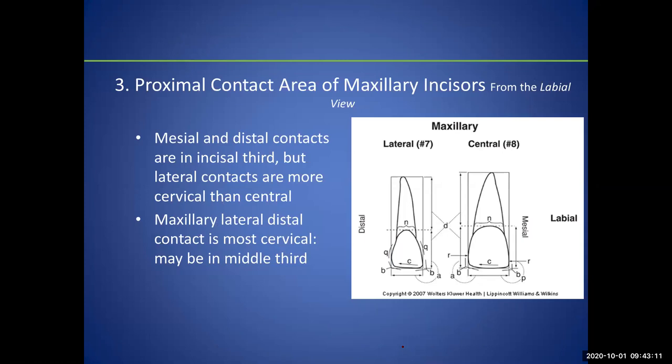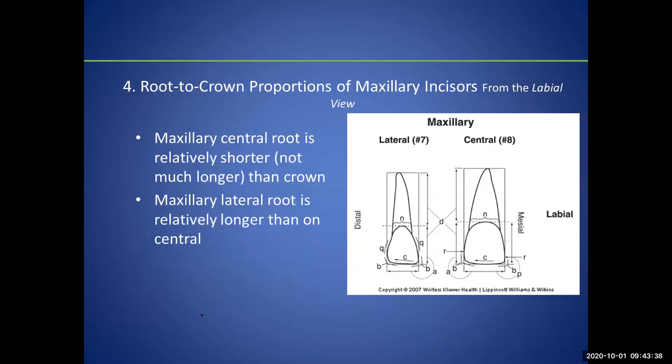Proximal contacts. The mesial and distal contacts are in the incisal third, but the lateral contacts are more cervical than the central. So the lateral contacts are more cervical, right? So they're all in the, remember how you divide up the tooth, in the incisal third, but the lateral is a little bit more cervical.